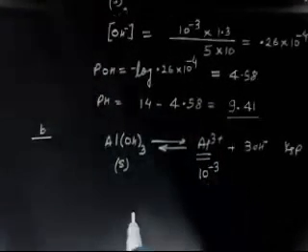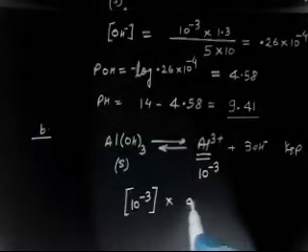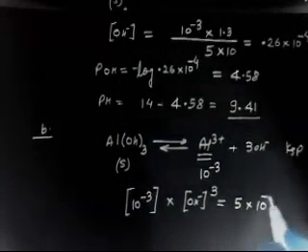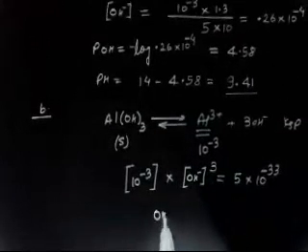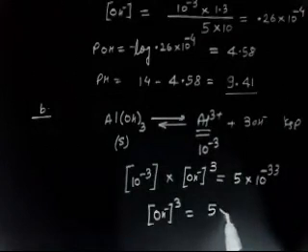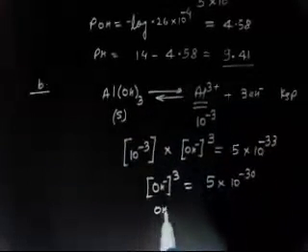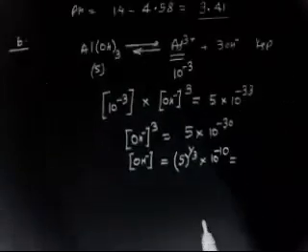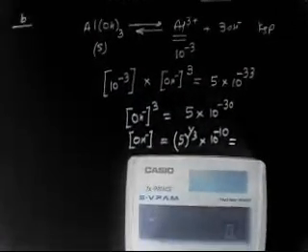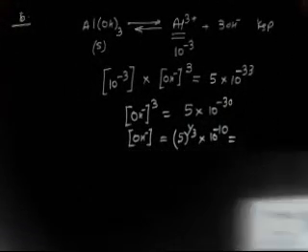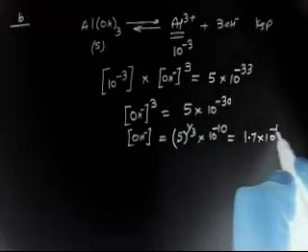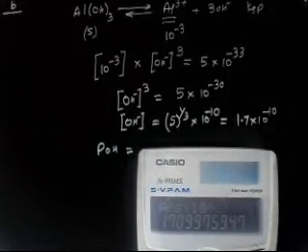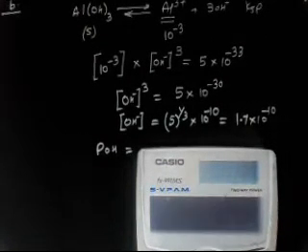Are you getting it? Now I can write 10 to the power minus 3 into OH minus raised to the power 3 equals Ksp, and the Ksp is given to you, 5 into 10 to the power minus 33. So you will have OH minus cubed, this goes to this side, equals 5 into 10 to the power minus 30. So you will have OH minus equal to 5 to the power 1 by 3 into 10 to the power minus 10. So let me see the cube root of 5. This is 1.7099, so this is 1.7 into 10 to the power minus 10. I can find pOH. So take the log of this number: 1.7 into 10 to the power minus 10, and take the log. This is 9.76.